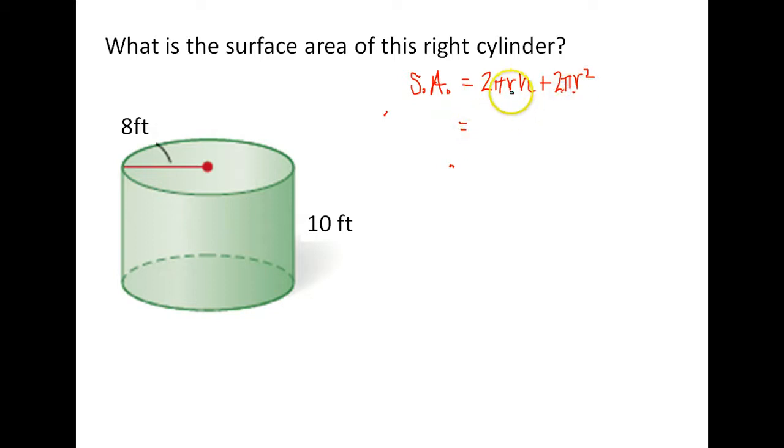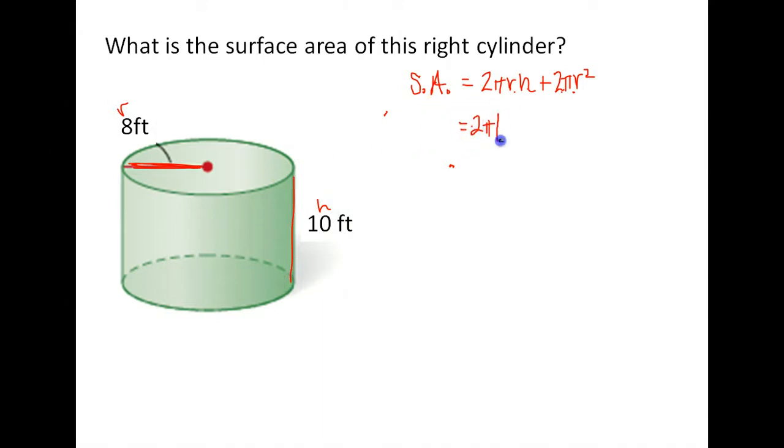What do we need? We need to have an r and an h. We need the r, the radius, and we need the height, h. Well, r, double check to make sure they didn't give you diameter, and they didn't. They gave us the radius. Our r is 8. Our height, the distance between our two bases, is 10. We just put them into the formula.